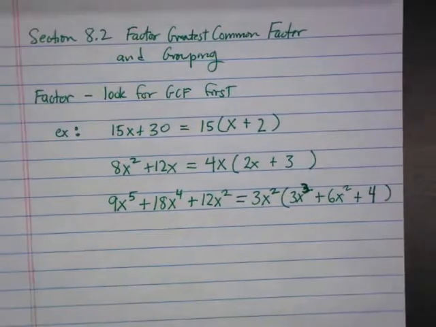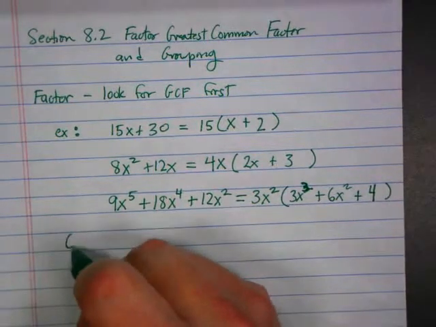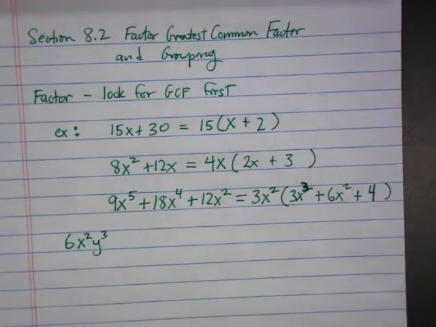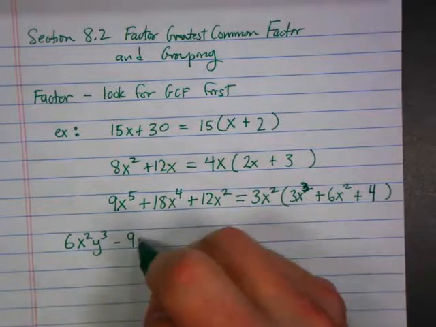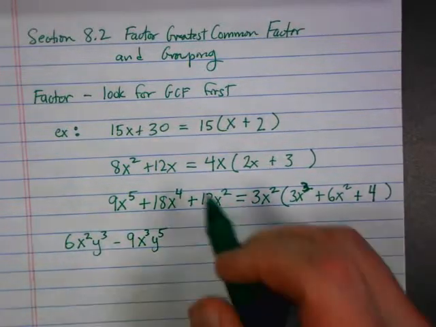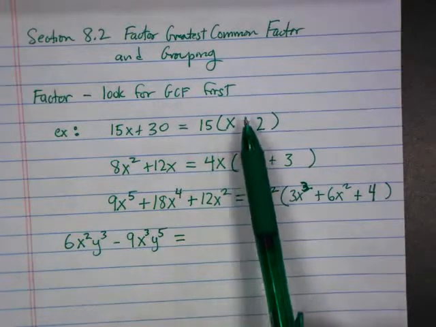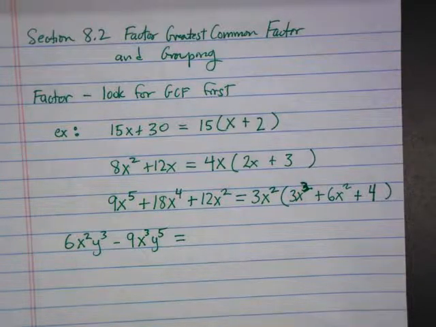All right, how about another one of these? Somebody give me a good number. 6. 6, that's a good number. 6x squared y cubed. Give me another good number. 9. Minus 9x cubed y to the 5th equals. The first three examples I did all had pluses in them. Really doesn't matter if we have a minus there, does it? No, I don't think so.